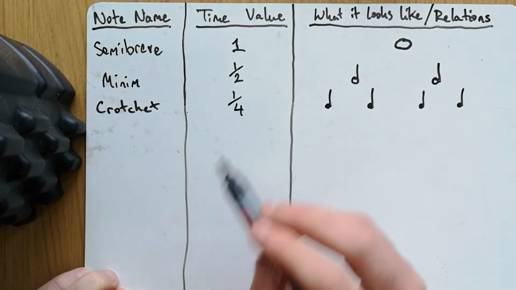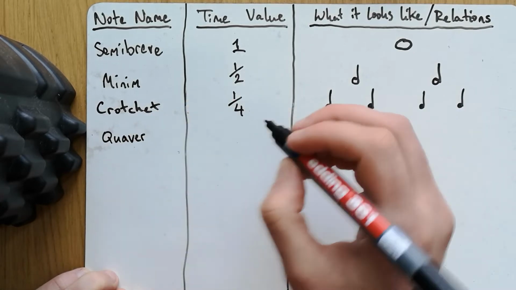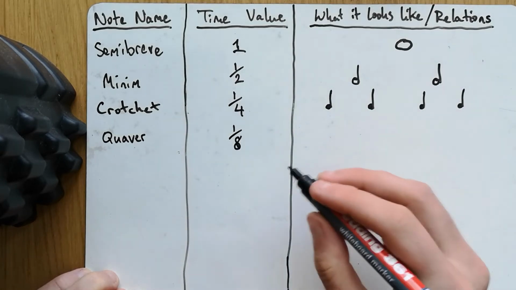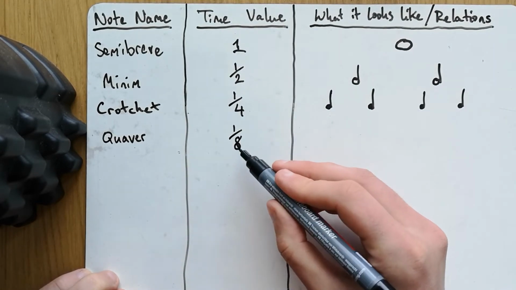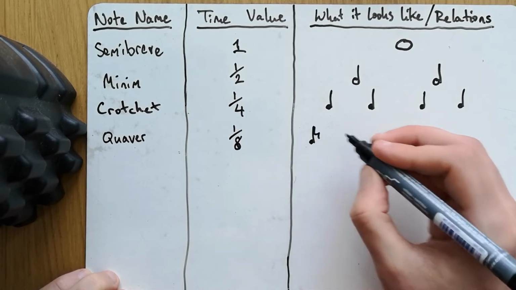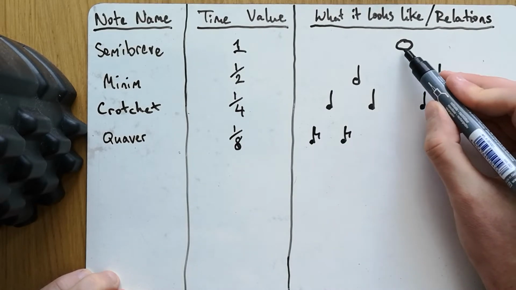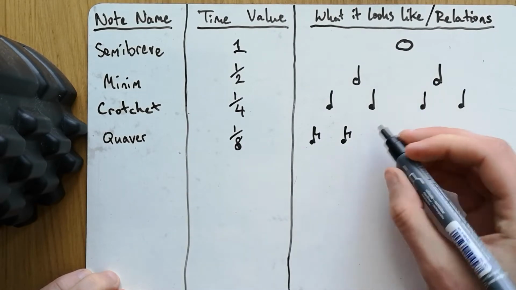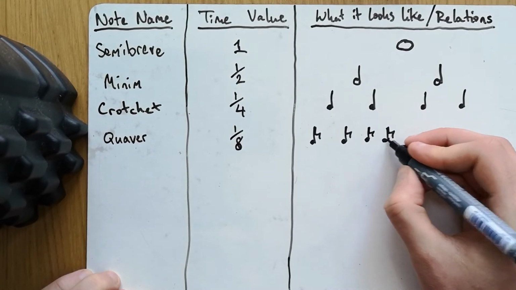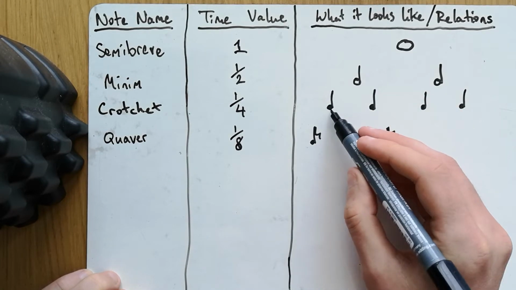The next one you can probably guess the time value, it's called a quaver, and it lasts for an eighth. Sorry about the handwriting there, that's an 8. Okay, so it's an eighth, so there are going to be 8 of them. Okay, 8 quavers make up a semi-breve. 4 quavers will make up 1 minim. Okay, 2 quavers will make up 1 crotchet.